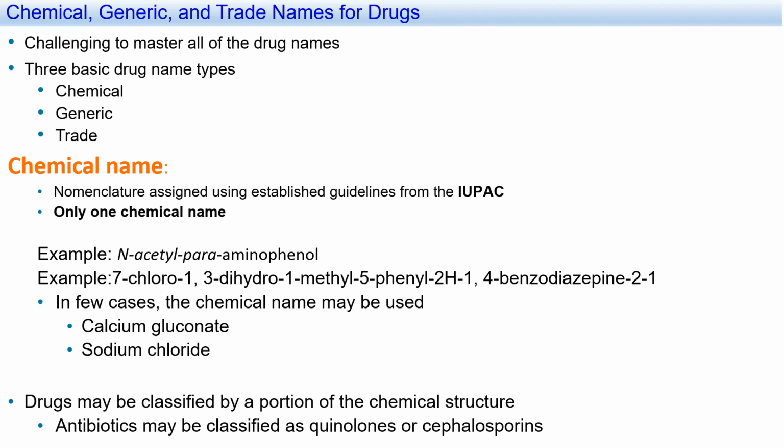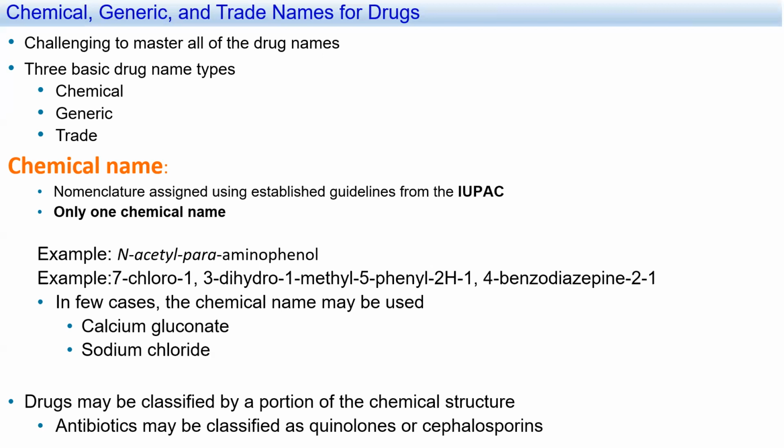Chemical name, we don't anticipate that students will be recommended or required to know the chemical names. There's only one chemical name always for any specific drug. But for each drug, you'll find even one generic name, but too many trade names.